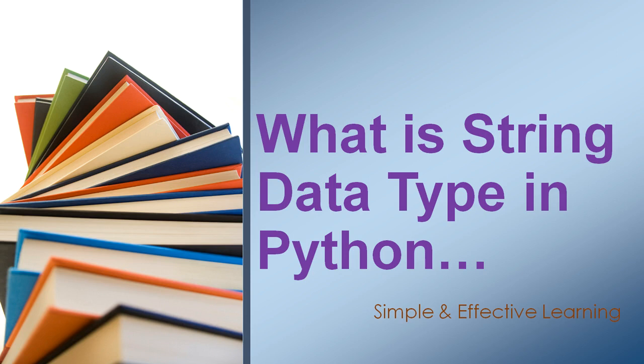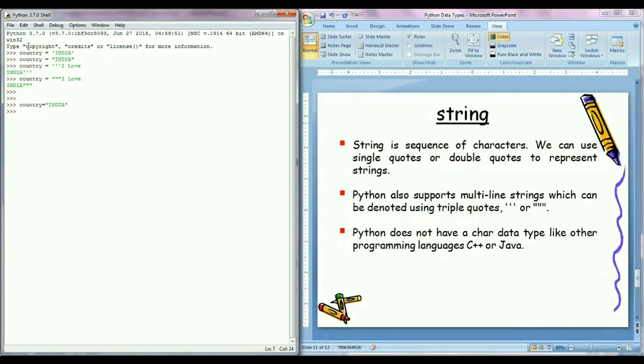In this video tutorial, we will learn about strings. A string is a sequence of characters which we can represent using single quotes or double quotes. If we want to write strings in multiple lines, for that we need to use triple quotes.